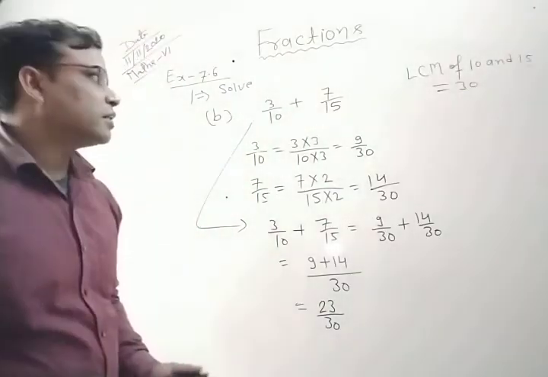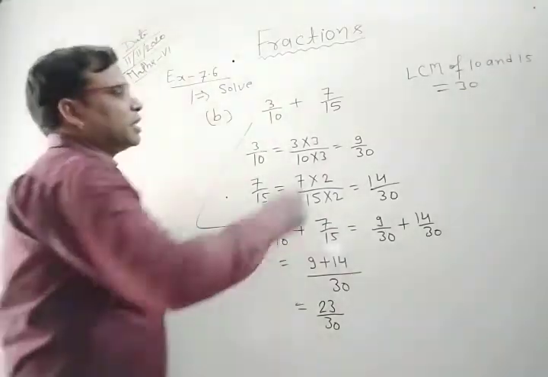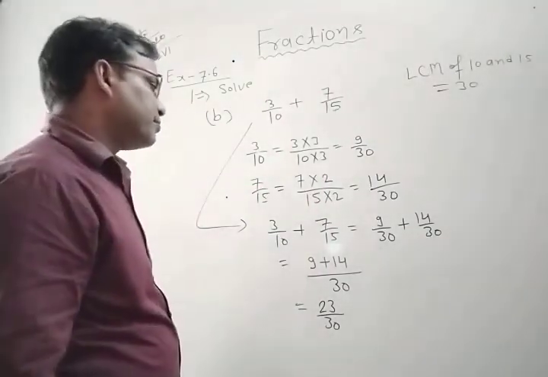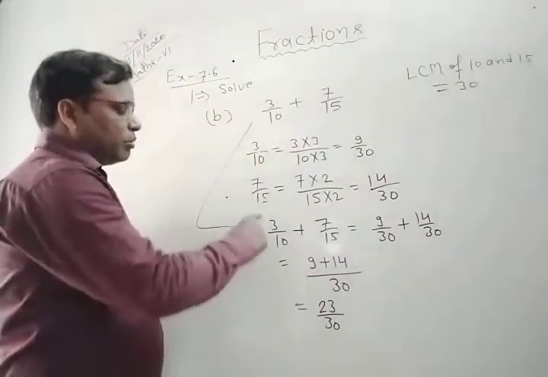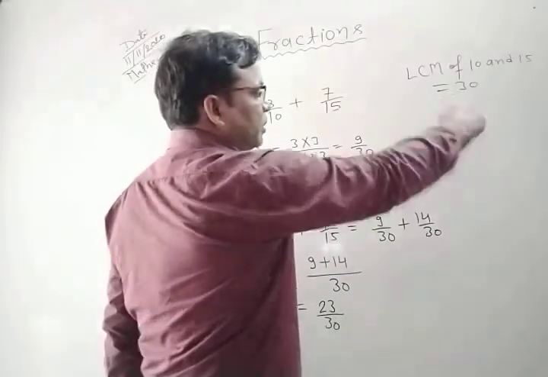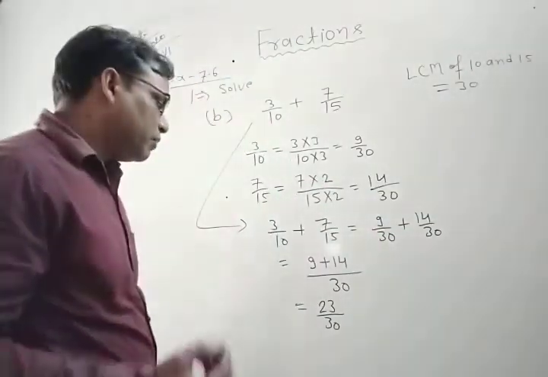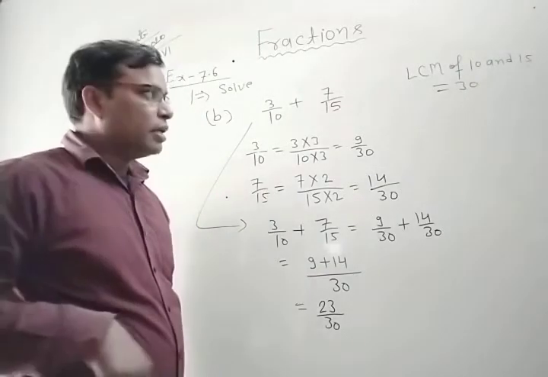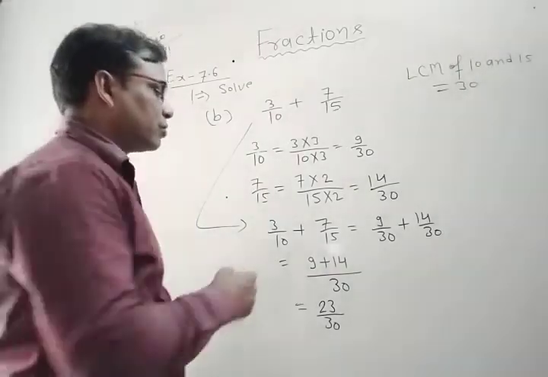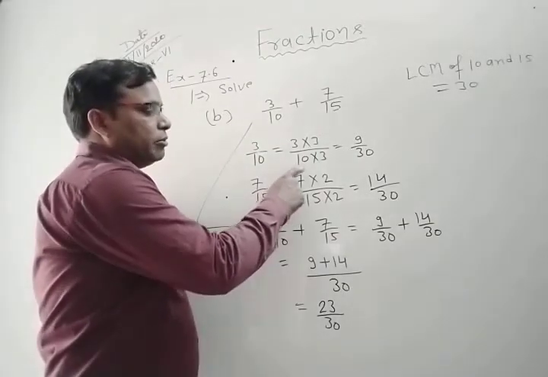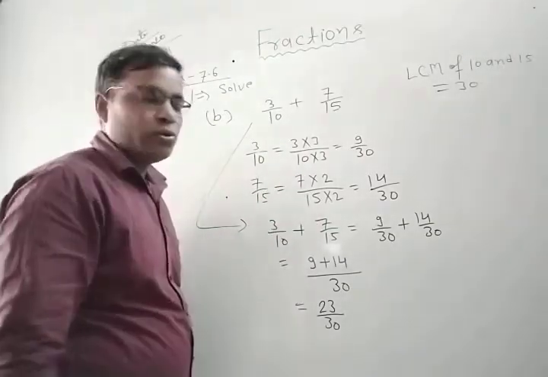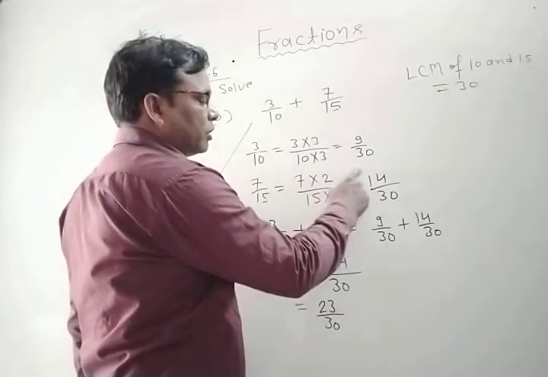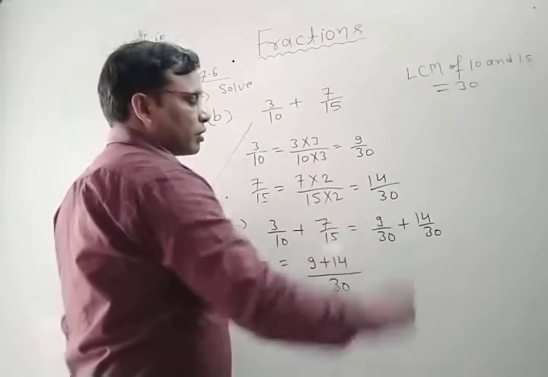And the next part, the second part, this 7 by 15. If you divide 30 by 15, then you obtain 2. So if you multiply 15 by 2, then it becomes 30. So we multiply the numerator and denominator both by 2. So 7 times 2 is 14, and 15 times 2 is 30.